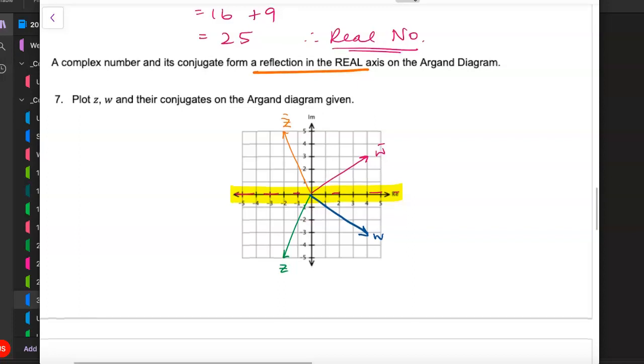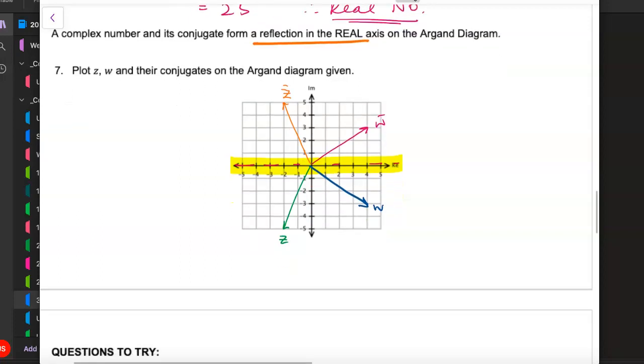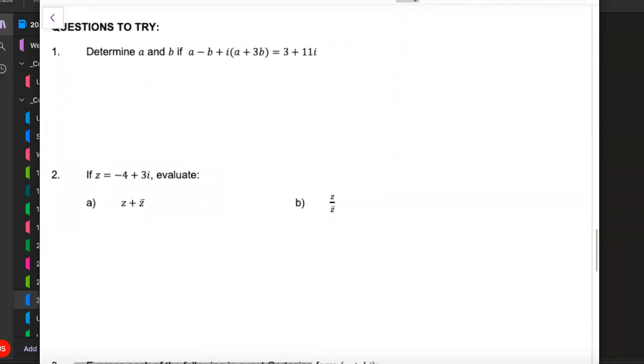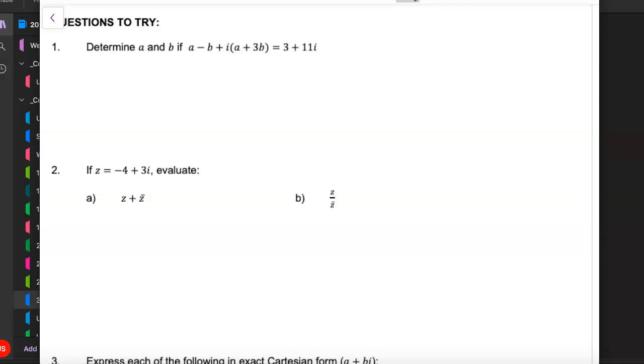of the real axis. So now I'd like you to pause the video and have a go at the 4 questions that follow. Using your understanding now of how we can add and subtract with complex numbers and how we multiply and divide, making sure that when we're dividing or we end up with a square root as a denominator, we need to rationalise that denominator.